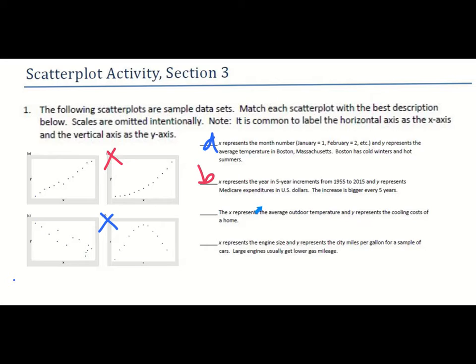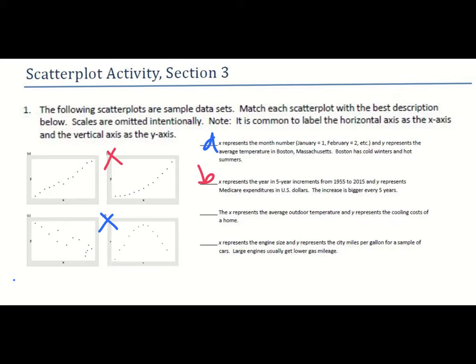And then X represents the average outdoor temperature and Y represents the cooling costs of a home. So basically, if it's cold outside, that's going to be this one. If it's cold outside, you're going to have no cooling costs because you're not going to have the air conditioner on. But when it's 100 degrees outside and it's hot, you're going to have high cooling costs. So this is going to be my graph. The hotter it is outside, the more your cooling costs are going to be up. So that one's going to be A.